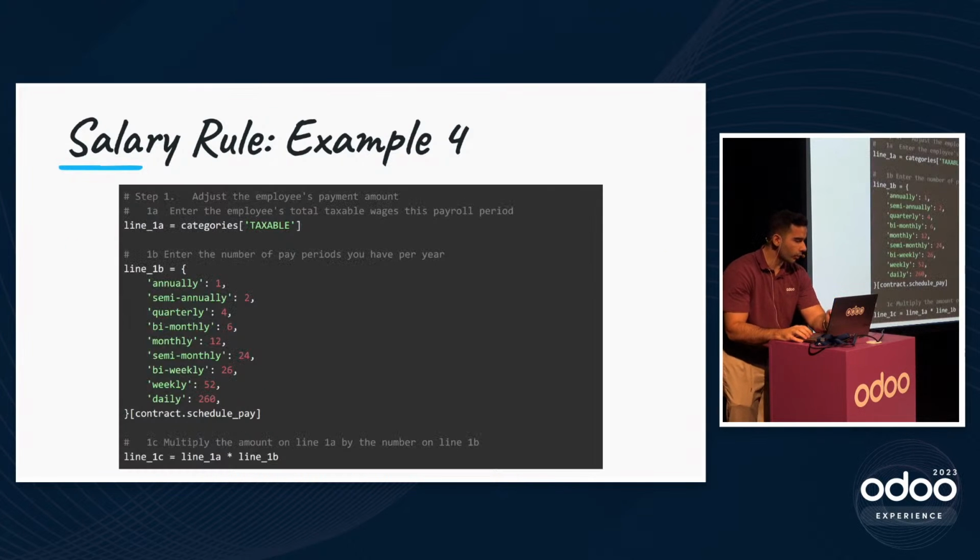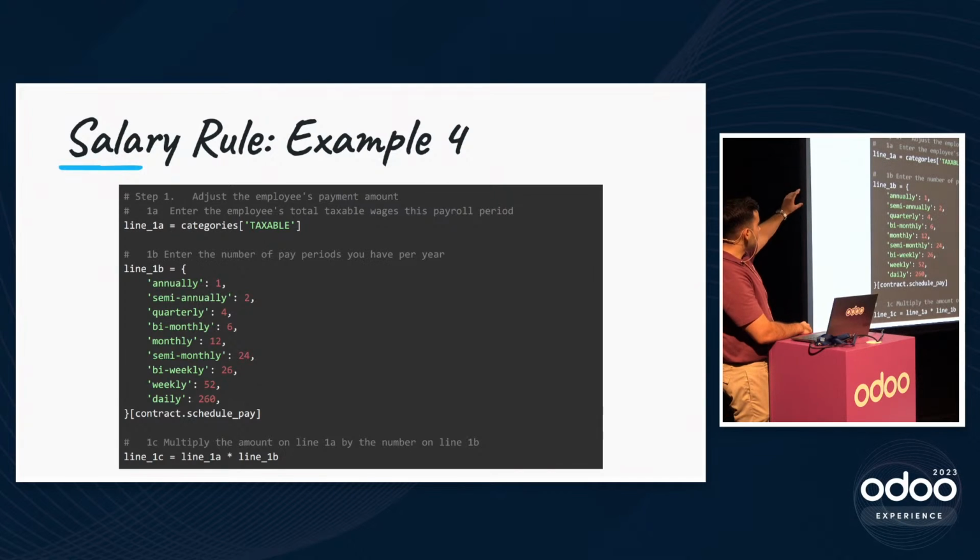How does it look in code? We retrieve the amount for 1A. For 1B, we have a dictionary where we put as a key the contract schedule. This returns us the number of periods per year. And at the end, we just multiply those values.